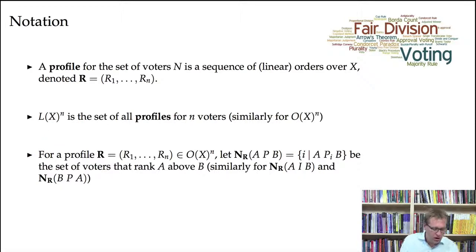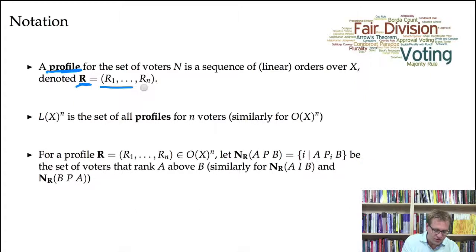Now, we call a profile a listing of all of the rankings for each voter. So formally, a profile is going to be a sequence of orders over the set X. If we're focusing on linear orders, then it'll be a sequence of linear orders. And if we allow for arbitrary reflexive and transitive orders, then each of the R sub i's will be reflexive transitive orders. We're going to denote arbitrary profiles using a boldface R.